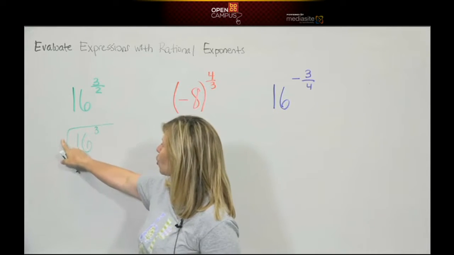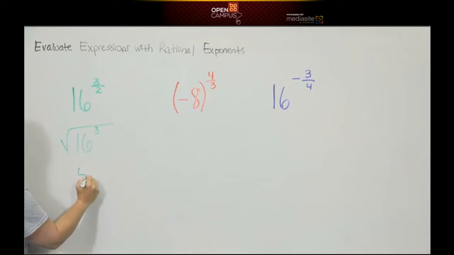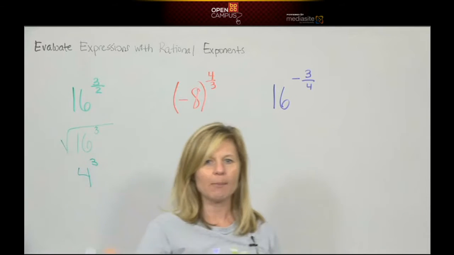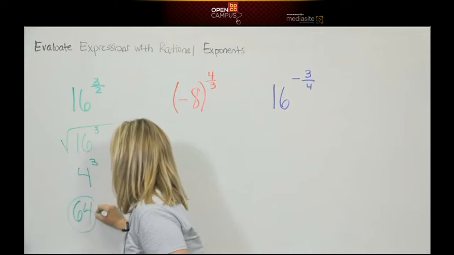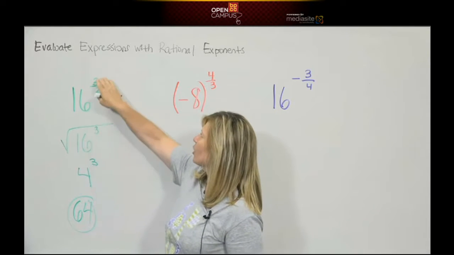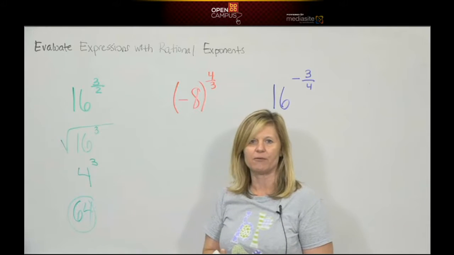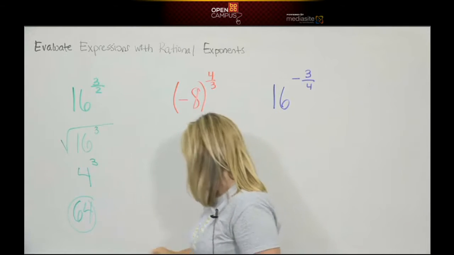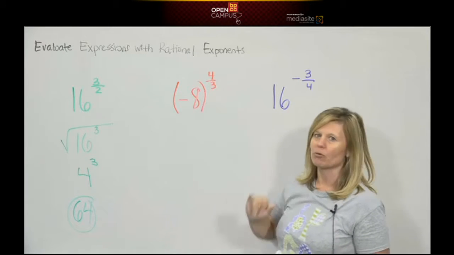So I'm going to do them in the order I read it. I read the square root of 16. Well, I know that. The square root of 16 is 4. Then I take this answer and I apply the exponent. 4 cubed, I know that. 4 times 4 times 4 is 64. So 16 to the 3/2 power really means the number 64. Okay? Next expression. I have -8 to the 4/3.